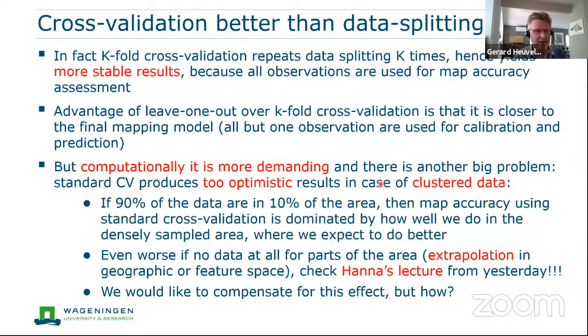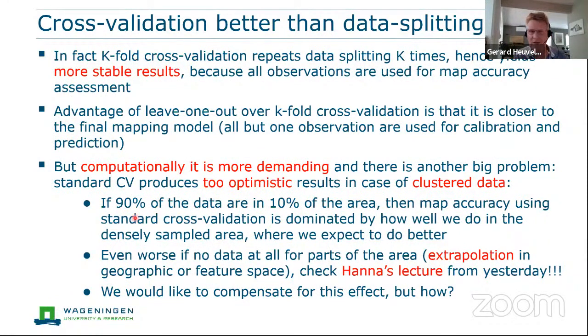is that when we do cross-validation or data splitting in case of clustered data, and I really should refer here to Hannah's lecture from yesterday, where she made very clear that in case of clustered data, yesterday, the Münster was removed from the calibration data set, and you try to predict that Münster. Well, maybe that's even an extreme form of clustering where you actually are extrapolating very much. Then there are some problems when you have very strongly clustered data and apply cross-validation.